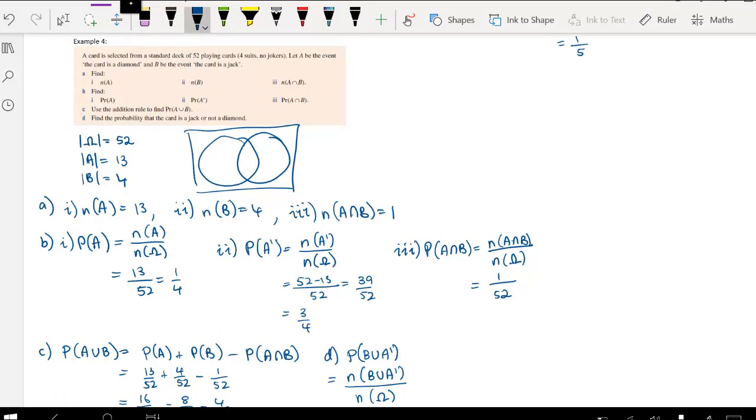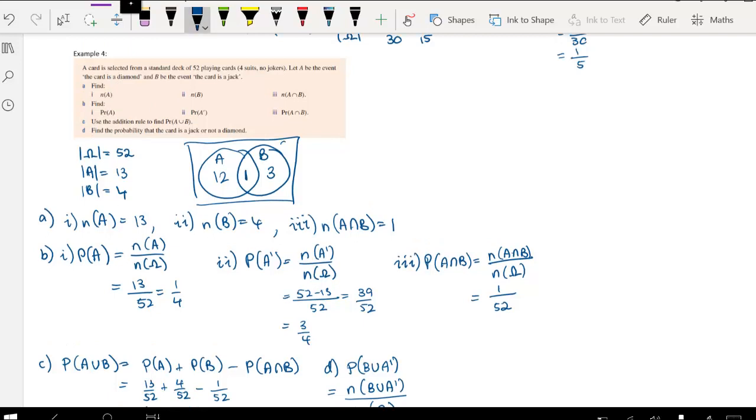So let's draw this Venn diagram out. The probability the card is a jack, not a diamond. So A and B. B is the number of jacks. We know that there's 1 that's a jack and a diamond. There's 3 remaining here that are jacks but not diamonds. And there's 12 that are diamonds but not jacks. Now that means that we've got 16 that are jacks or diamonds. So that means there's 36 that are outside of these conditions.